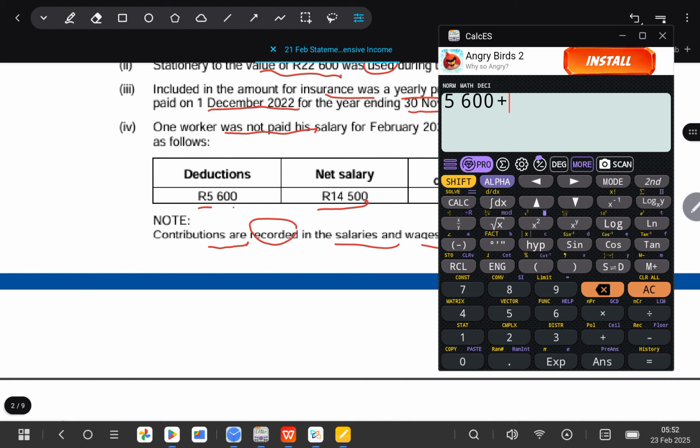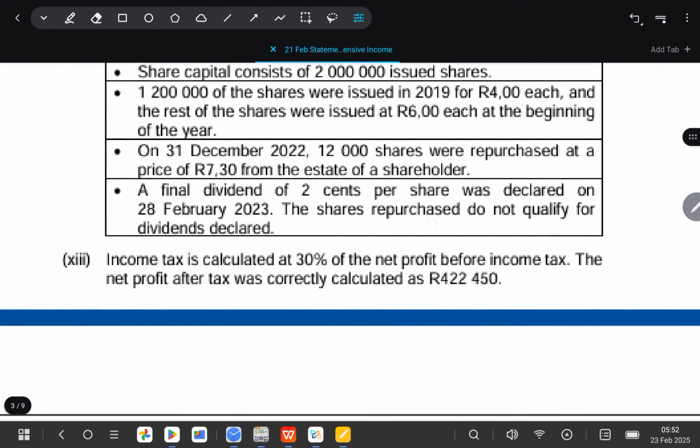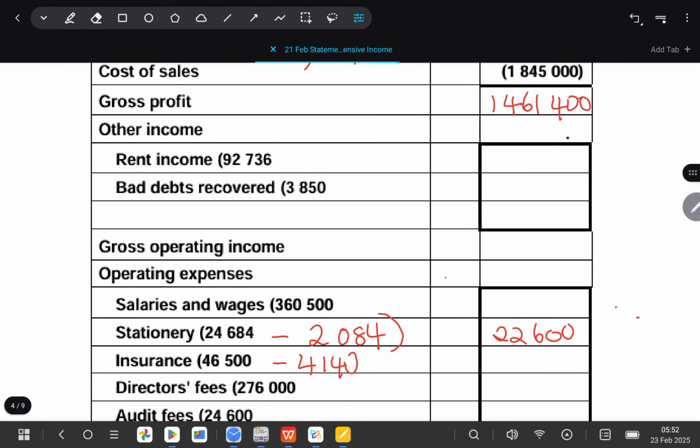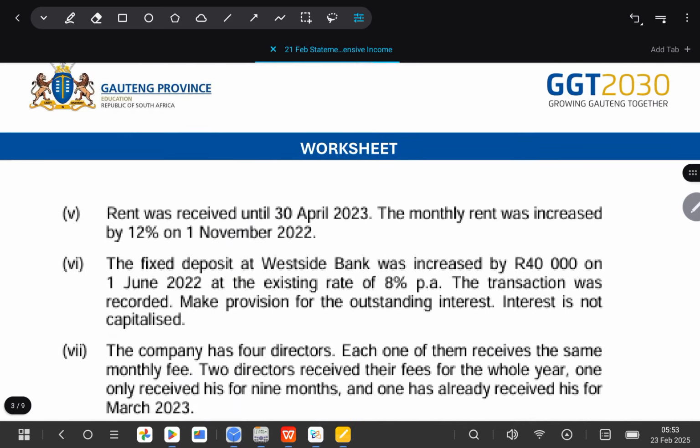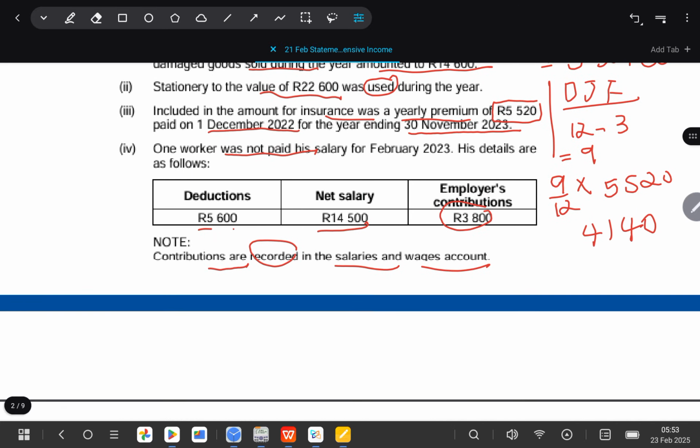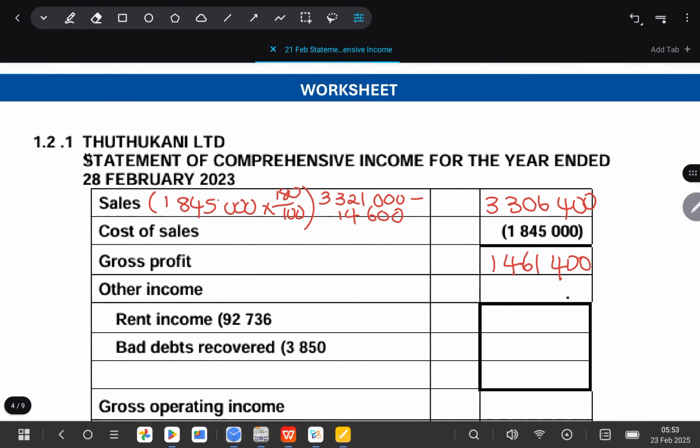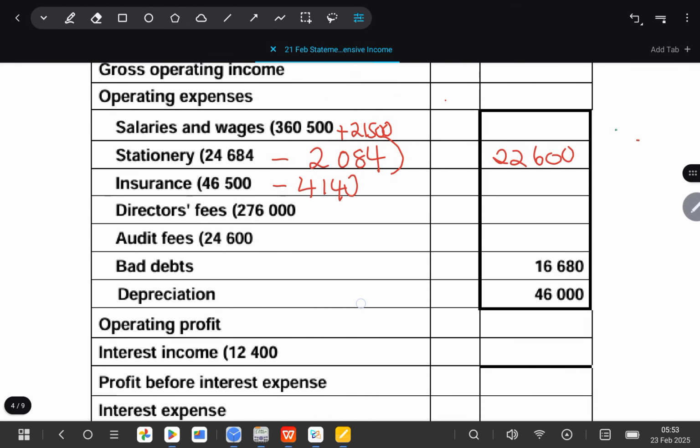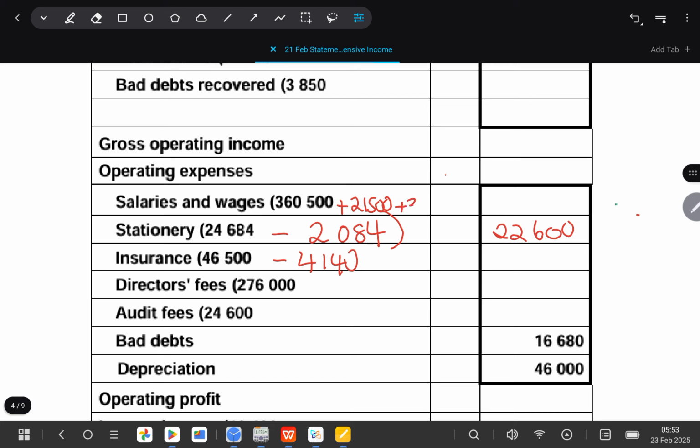And that 5,600 plus 14,500, so it's 20,100. So we are going to say plus 5,600 here under salaries, but unfortunately I don't have space, so I'll just say plus 21,500, and then also I'll add the amount for the contributions by the employer. And according to this, the employer contributed 3.8, so I will then say plus 3.8. Then we have the final figure, but we'll do the calculations for that after.